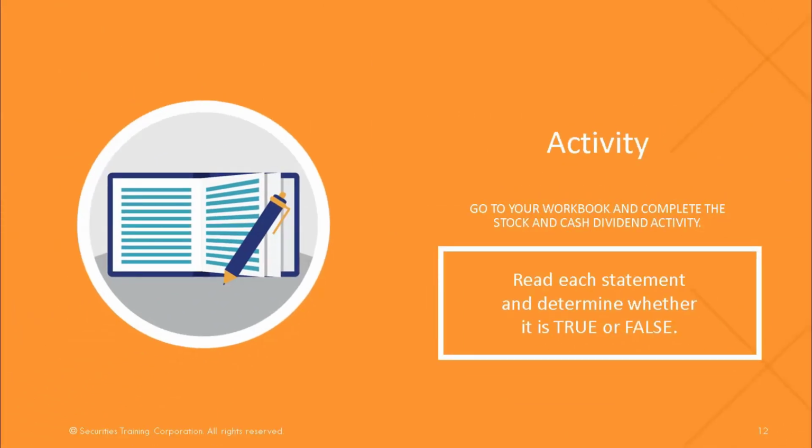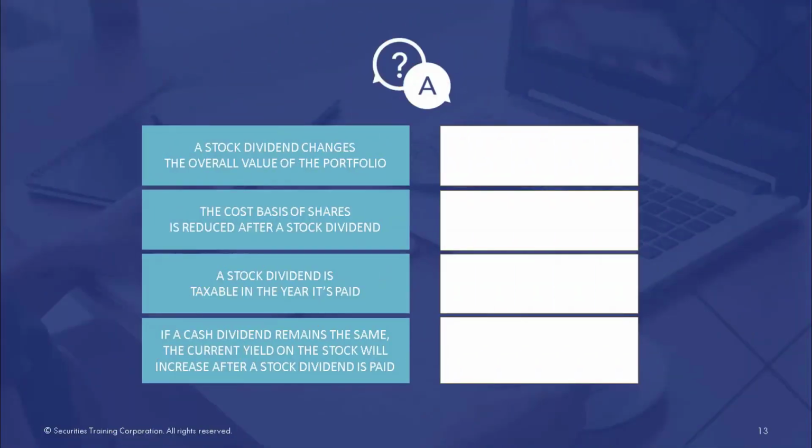Let's do another exercise now, and this exercise will be a true-false. Let's go through that. Please make sure you look at your workbooks. Number 1. A stock dividend changes the overall value of one's portfolio. True or false? False. The value doesn't change. You simply own more shares at a lower value per share.